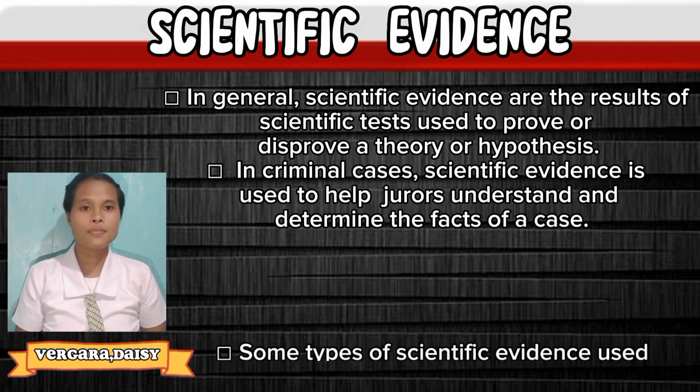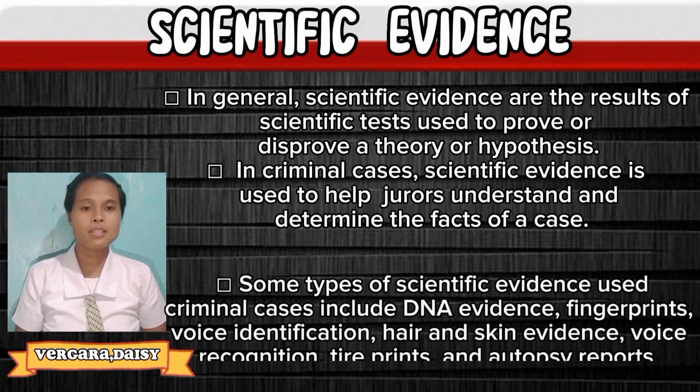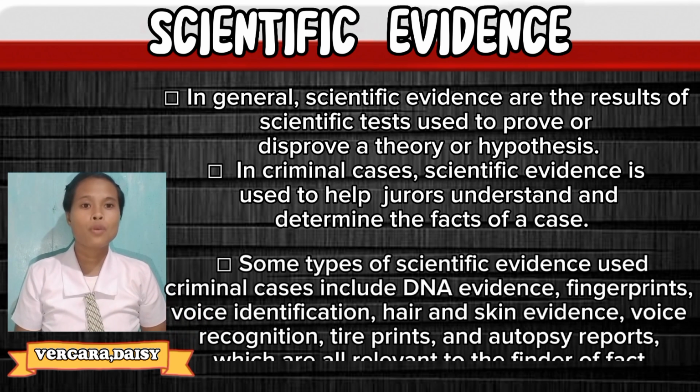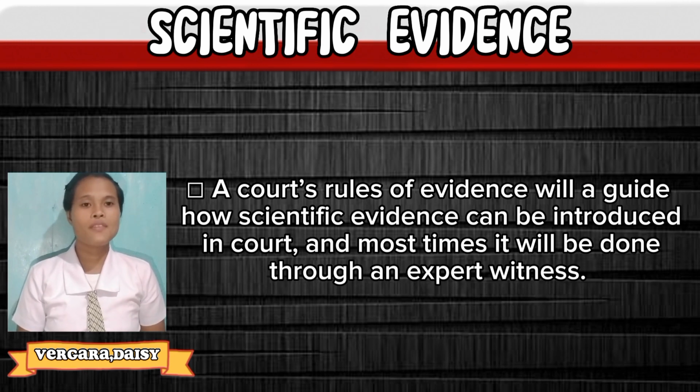Some types of scientific evidence used in criminal cases include DNA evidence, fingerprints, voice identification, hair and skin evidence, voice recognition, tire prints, and autopsy reports, which are all relevant to the finder of fact. A court's rules of evidence will guide how scientific evidence can be introduced in court, and most times, it will be done through an expert witness.